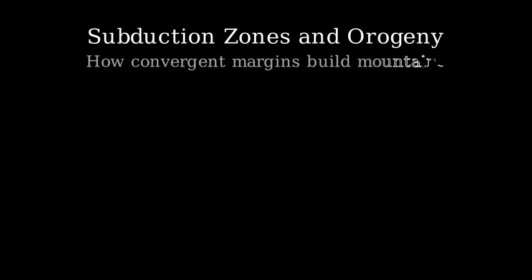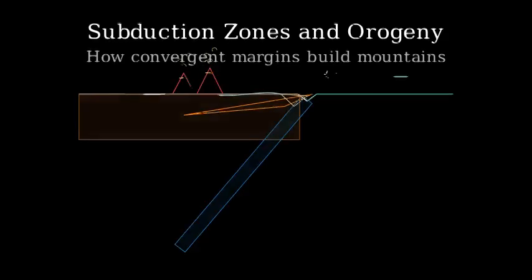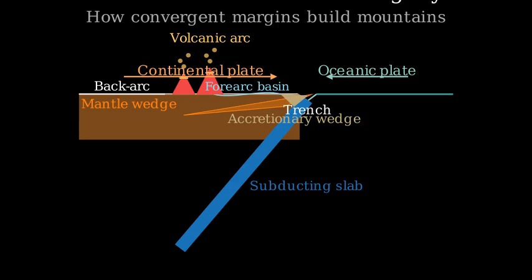Welcome to subduction zones and orogenic processes. We will build an intuitive picture of how convergent margins make mountains. At a subduction zone, an oceanic plate dives beneath an overriding plate. The downgoing slab bends into the mantle, creating a trench at the surface.